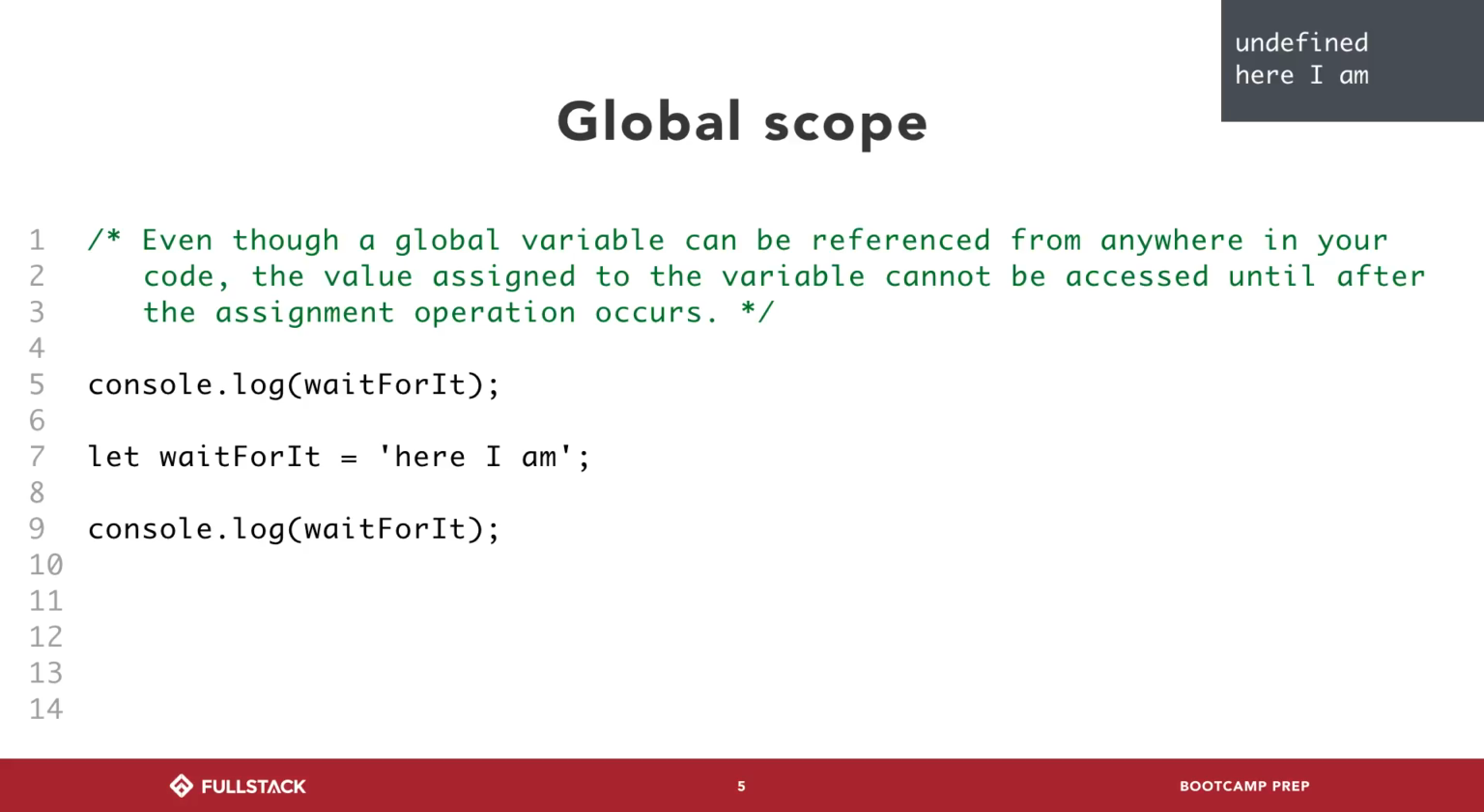The first time JavaScript reads through this code, it will just say, there's a variable on this page called wait for it. If I see that variable, I know it's something that's going to exist. But because I don't know what it is just yet, the value of it is going to be undefined.